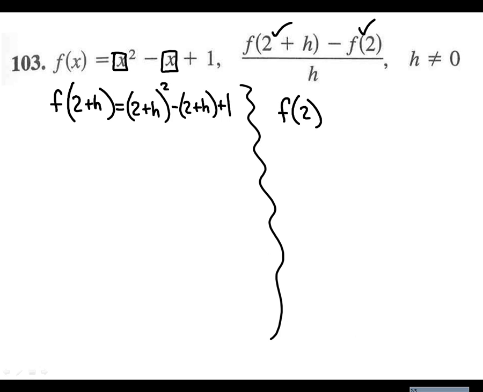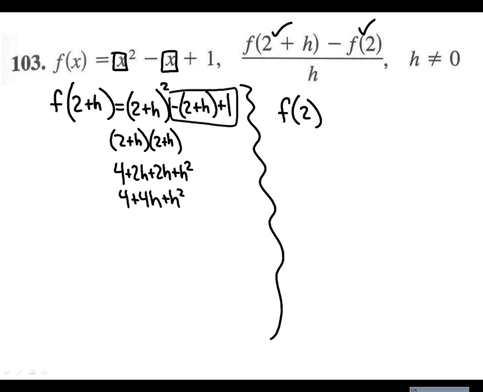2 plus h squared is the same thing as saying 2 plus h times 2 plus h, which is 4 plus 2h plus 2h plus h squared. Going through it slowly, I know many of you go faster with the foiling. This will be 4 plus 4h plus h squared. We still have the rest of the problem to add in, minus 2. Remember the negative distributes. Minus h plus 1.